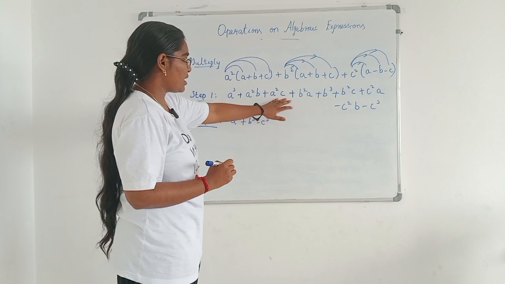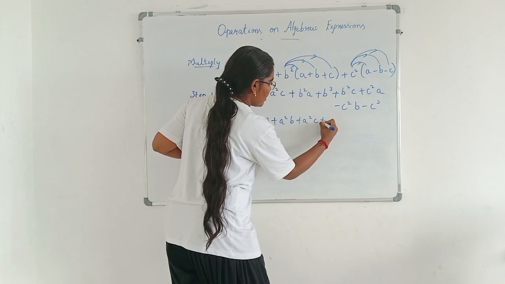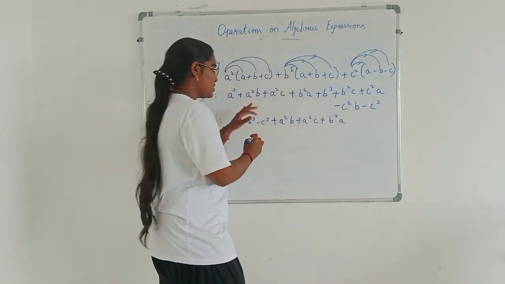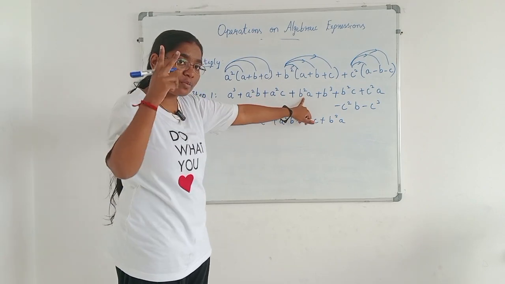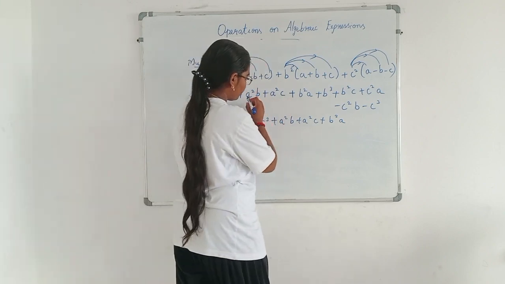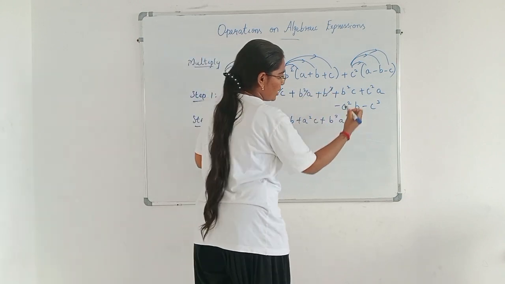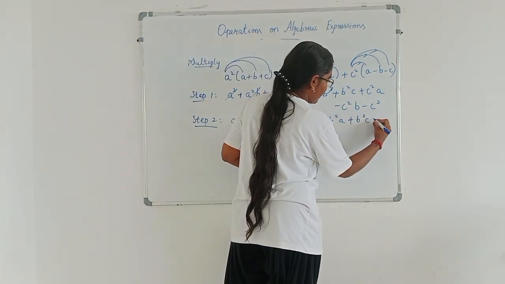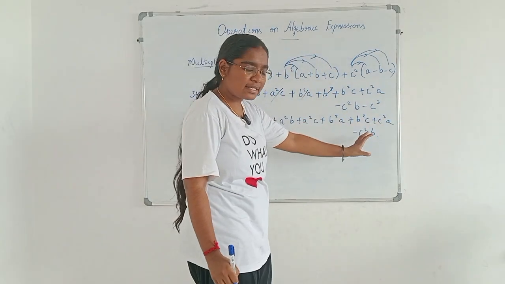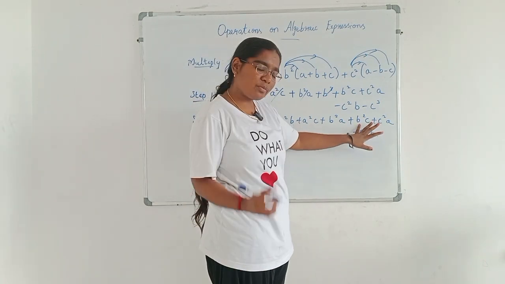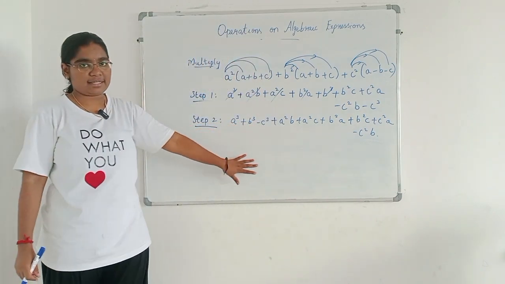Next, a square b, a square c. So a square b plus a square c plus b square a. A square b is different from b square a because here 2a is there and 1b, here 2b is there and 1a. Next we have written this number, this 2, this 2, this 2. Next plus b square c plus c square a minus c square b. B square c is different from c square b because here 2b and 1c, here 2c and 1b. So this is our final answer.